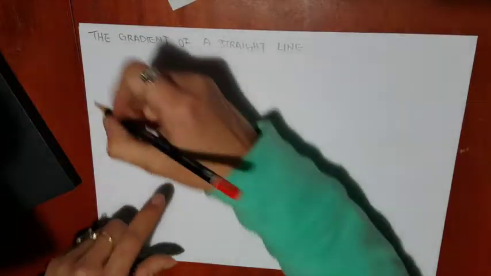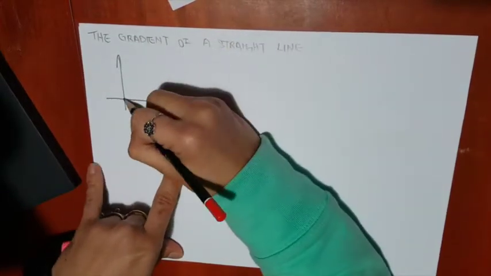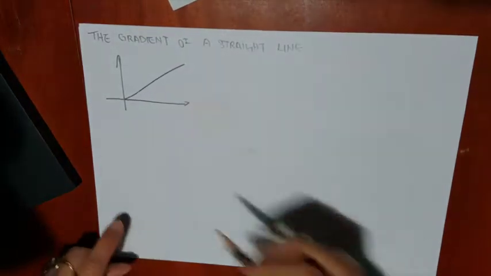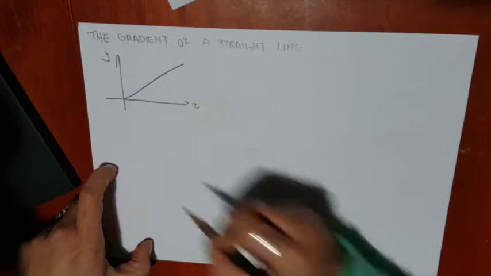Okay, so this unit has to do with the gradient of a straight line. So let's say we have a Cartesian plane and we have a straight line that originates from the origin here. So that's x, that's y, and an angle theta.